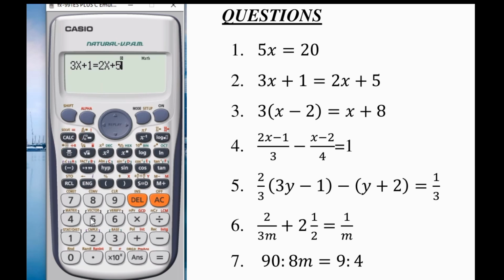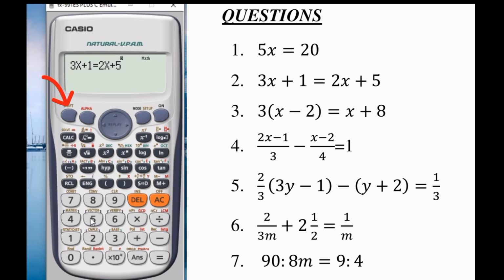2x plus 5. Now we have successfully inputted our equation into the calculator, and what is left for us to do is to simply solve for the value of the unknown variable. And how do we do that? We have to press shift and CALC. Why? Because the shift and the solve are of the same color.